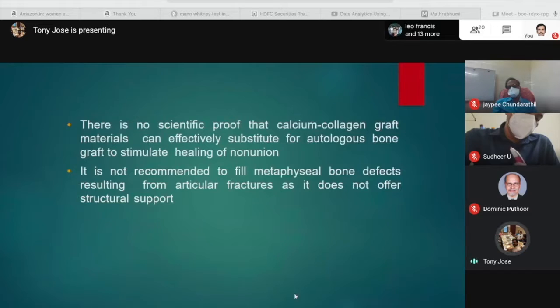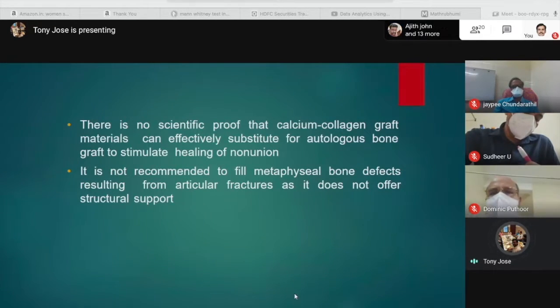There is no scientific proof that calcium collagen graft material can effectively substitute for autologous bone graft to stimulate healing of non-union. It is not recommended to fill metaphyseal bone defect resulting from articular fractures, as it does not offer structural support.